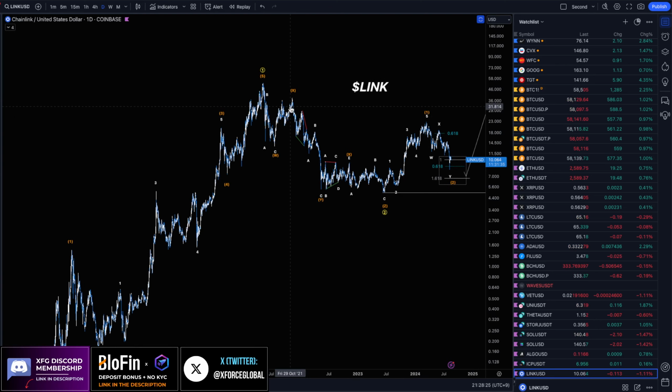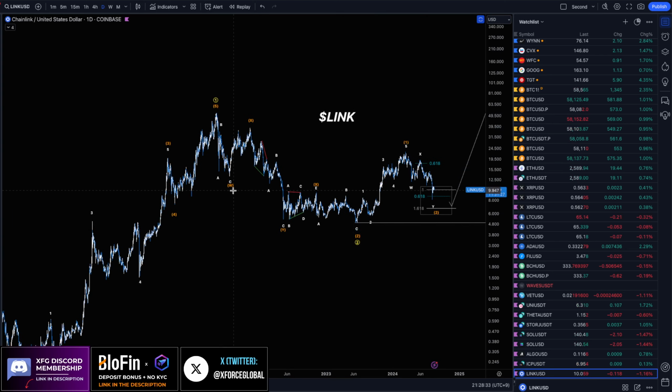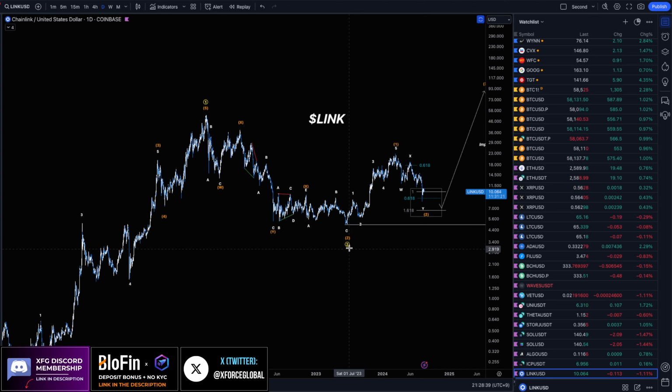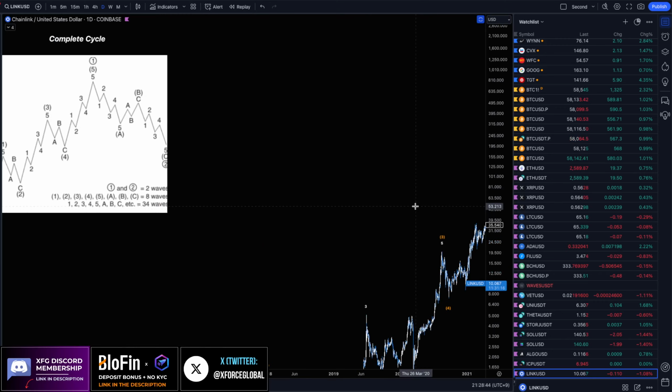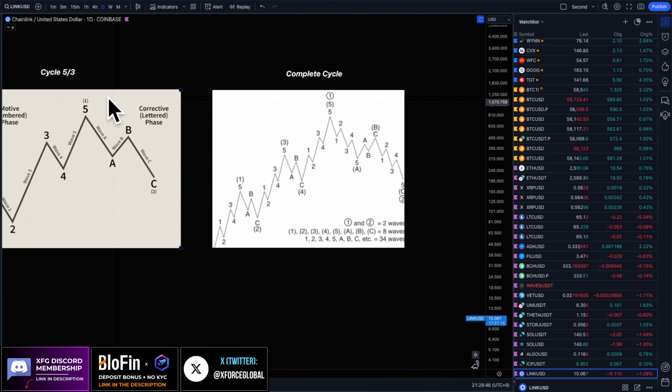Now, we're not going to go too deep into what kind of lettered phases we can create, because there are complex corrections. There's a lot of rules and guidelines that fit into this. But as you can see, we have a possible W, X, Y, X, Z. This is creating what is known as a triple zigzag. This is completing that possibility of a wave 2. That is known as the lettered corrective phase. And if you look again on this chart, we now have completed that one cycle, 5 and 3 wave, lettered corrective phase to the downside.